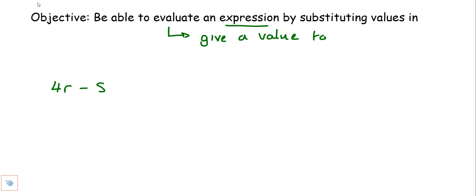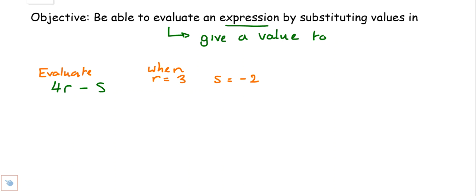Okay. Now, the only way I can give this a value is if I tell you, or someone tells me, what R and S are. So I would have to tell you that R equals 3, and S is going to equal -2. So I would maybe say, evaluate 4R minus S when R equals 3 and S equals -2.